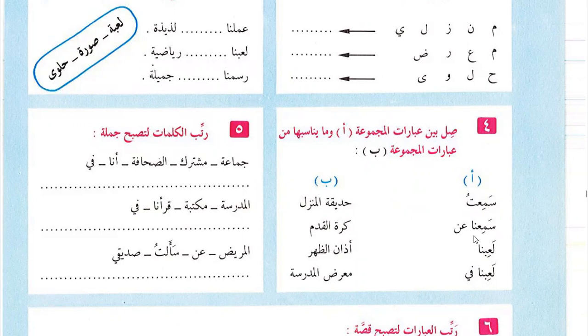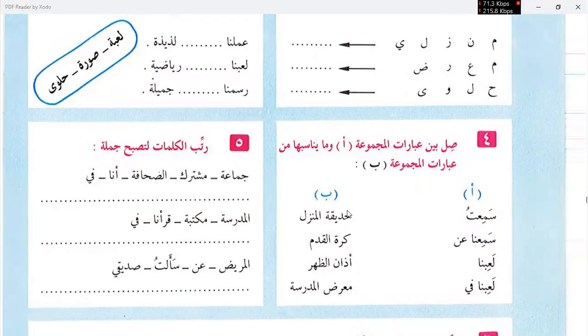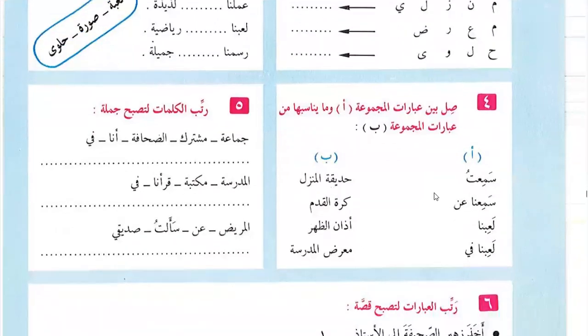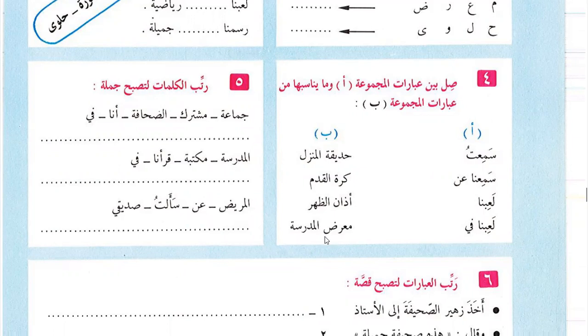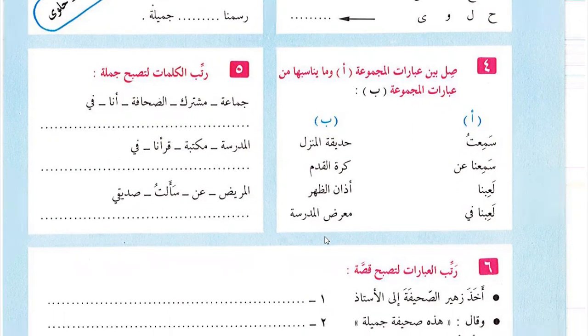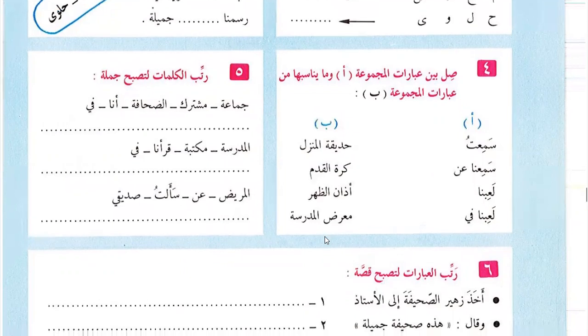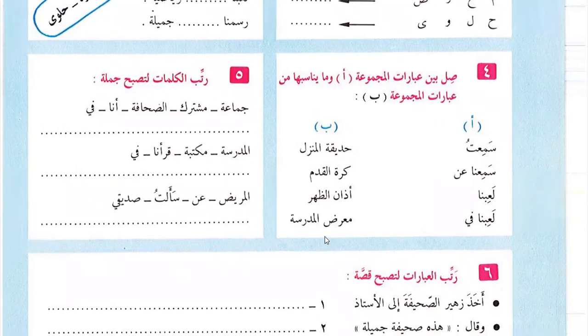Next, you need to join them together. Miss, join them. Samaytu adhan adhuhr. Samihna an ma'arad al madrasa. Ma'arid al madrasa. An is al fijar, so it's in madrasa. La'ibna kurat al kadam. La'ibna fi maharaj al madrasa.